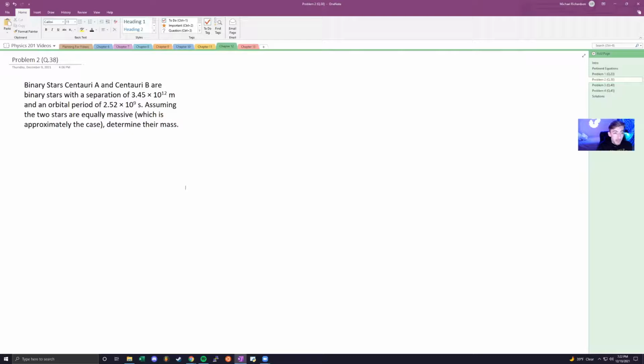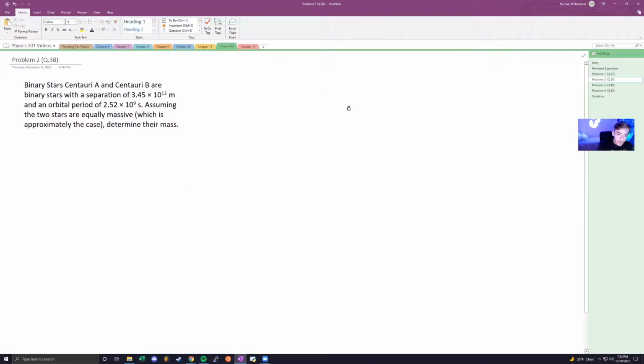So the question says that binary stars Centauri A and Centauri B are binary stars with a separation of 3.45 times 10 to the 12th meters and an orbital period of 2.52 times 10 to the 9th seconds. Assuming the 2 stars are equally massive, which is approximately the case, determine their mass.